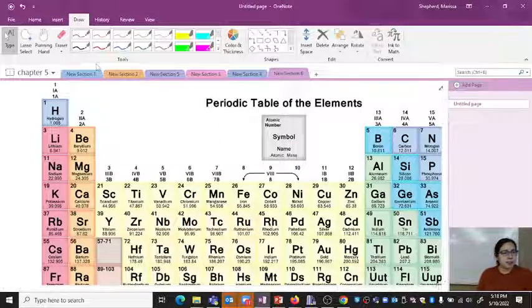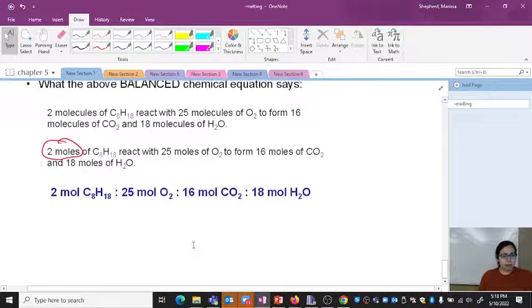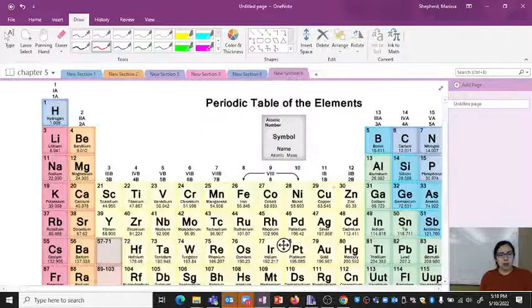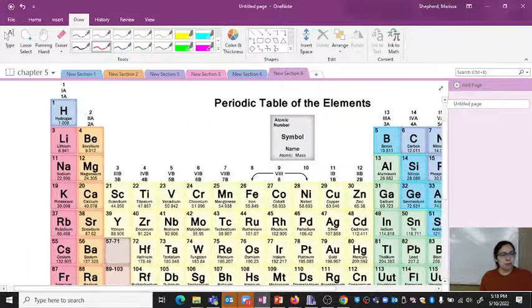So again, now we have 2 moles of octane reacts with 25 moles of oxygen to form 16 moles of CO2 and 18 moles of water. And so don't forget, right, we can figure out our molecular weight, our molar weight just from our periodic table. So if we want to know what 1 mole of water weighs, then again we look at our periodic table, just add up everything, and that gives us our grams per mole. So we have 1 for hydrogen, so that's 1 gram per mole.